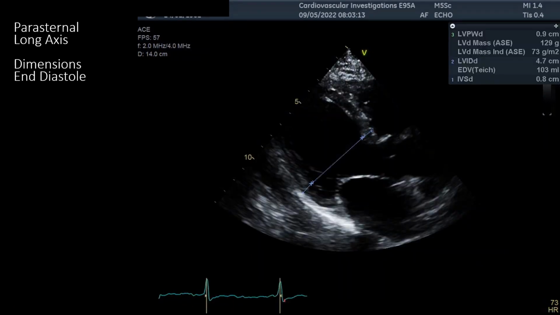If we freeze that image, we can take some measurements of the intraventricular septal distance, the left ventricular internal diameter in diastole, and the left ventricular posterior wall dimension.